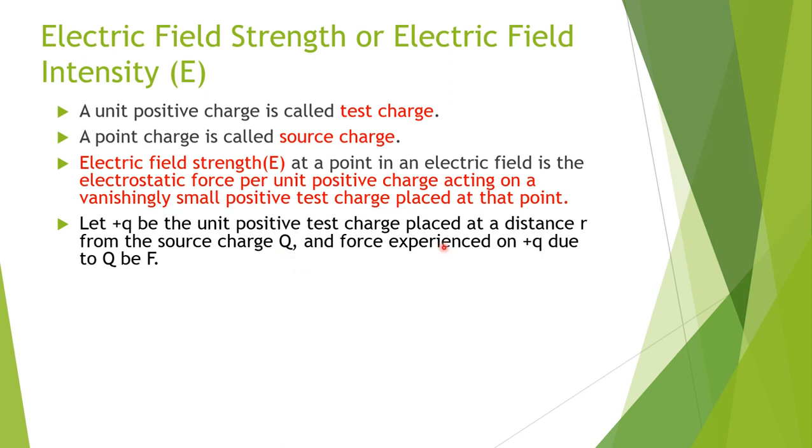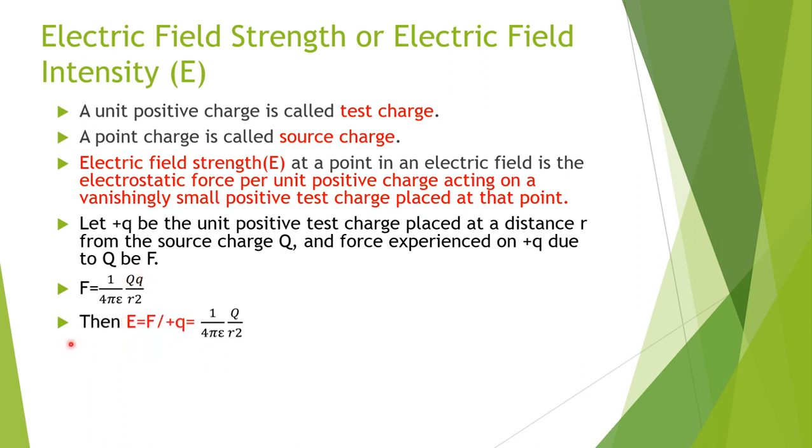Then there will be a force of interaction between these two, right? Obviously, by Coulomb's law, there will be a force of interaction between Q and this Q. And that force is given by Coulomb's law, 1 by 4 pi epsilon Q into Q by R square. This Q is the positive test charge and this Q is the source charge. We have not written the positive here. It is understood that it is a unit positive charge and this is our source charge.